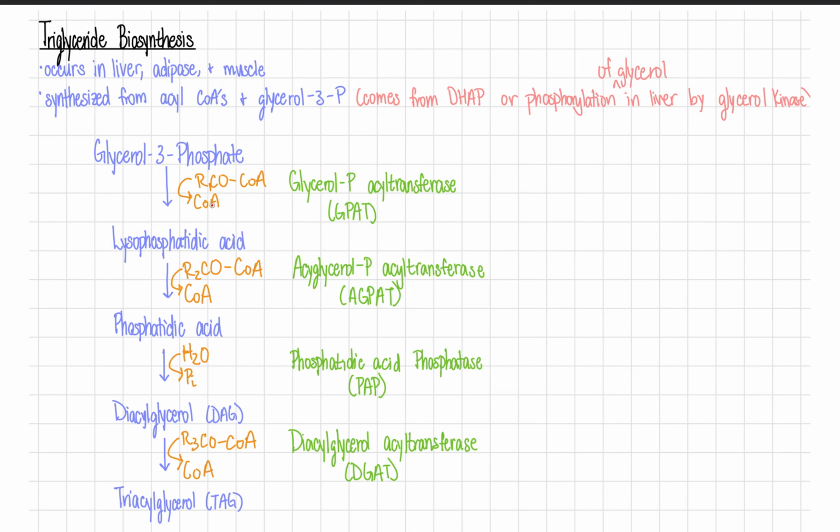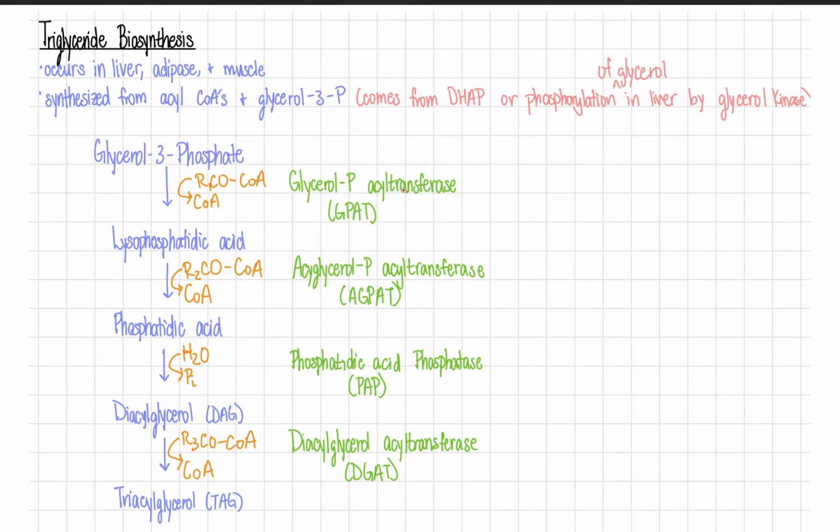We only want to add the acyl group because that is the part that is actually the fatty acid. But in order to add it, it has to be attached to the CoA, and then we can remove that CoA as it's being added. So glycerol 3-phosphate is going to have a fatty acid added to it by adding in acyl-CoA and removing CoA. The enzyme that's going to do this is glycerol phosphate acyl transferase.